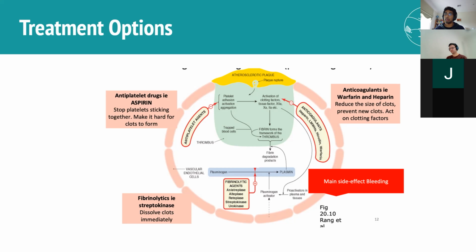So again, in the first two, we're trying to stop a natural process, and in fibrinolytics we're trying to accelerate the other natural process. There's a little seesaw of clot formation and clot breakdown, and we're trying to push it more towards breakdown and less towards formation, basically. Yeah, so that's pretty short and sweet.